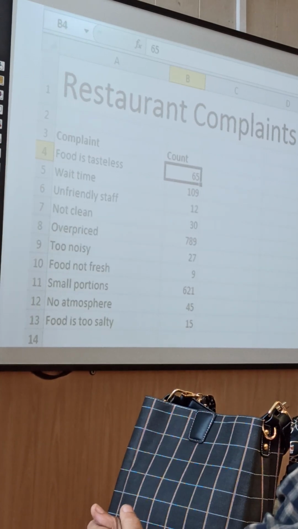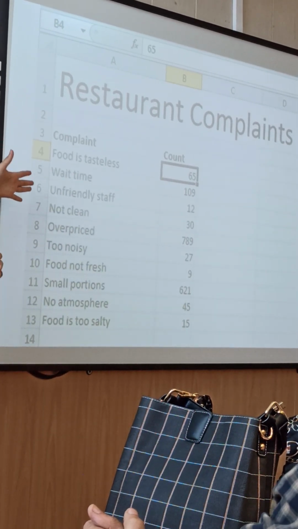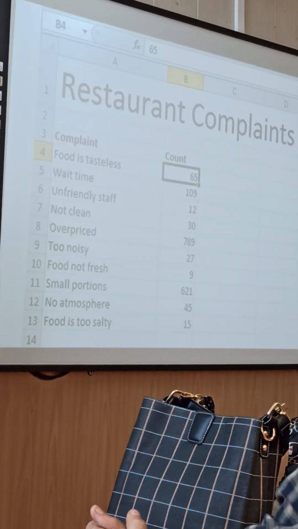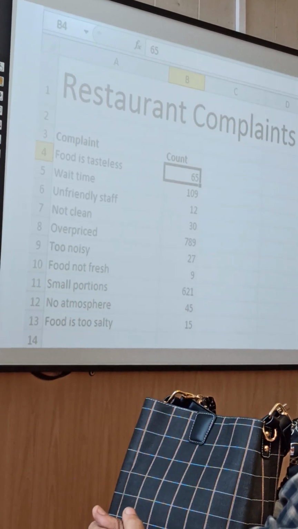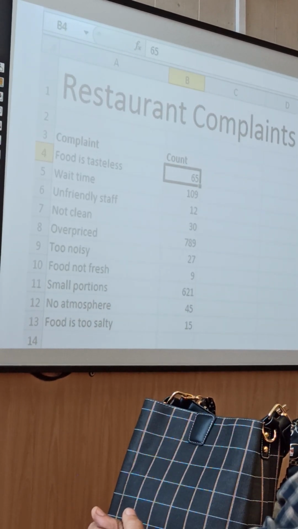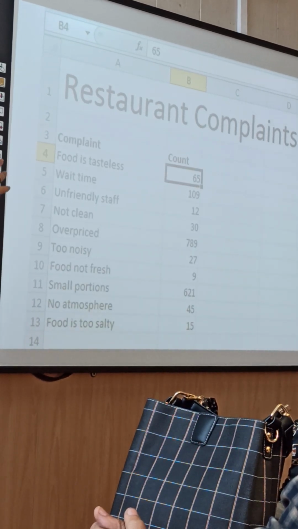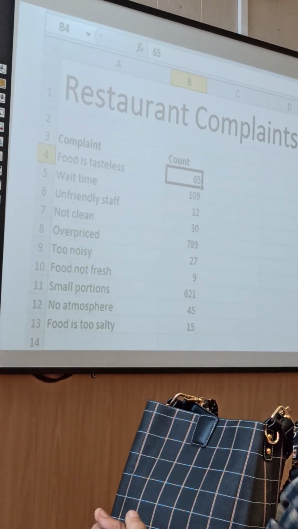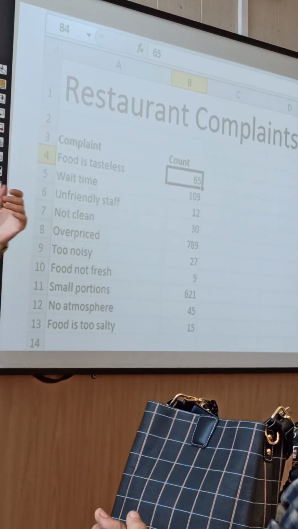Complaining for the tasteless food, or they wait too long, or unfriendly staff, not clean, or the price, or the noise. They complain about food not fresh, or the small portions. They complain about the atmosphere, no atmosphere, or even the food is too salty. For each of these complaint objects, they put the counts in front of it. So 65 complaints about tasteless food, etc.